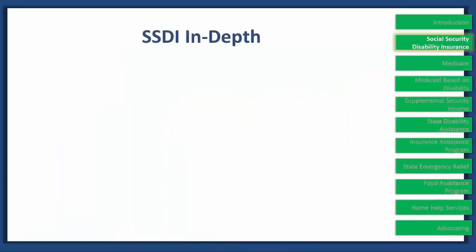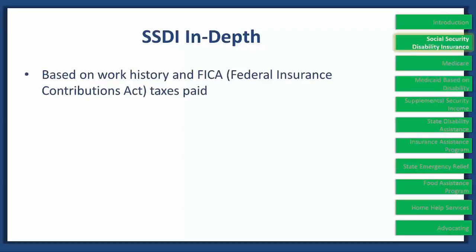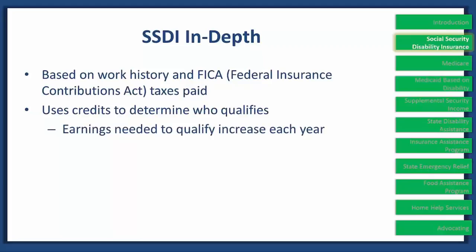Let's look more closely at SSDI, or Social Security Disability Insurance. SSDI is based on work history and the amount of FICA taxes paid. Your client must have worked in jobs covered by Social Security to qualify for these programs. The Social Security Administration uses a system of credits to determine whether claimants qualify for benefits. The amount of earnings needed to qualify for credits increases each year, and an individual can earn a maximum of 4 credits each year. In 2015, each $1,220 earned equals 1 Social Security credit.